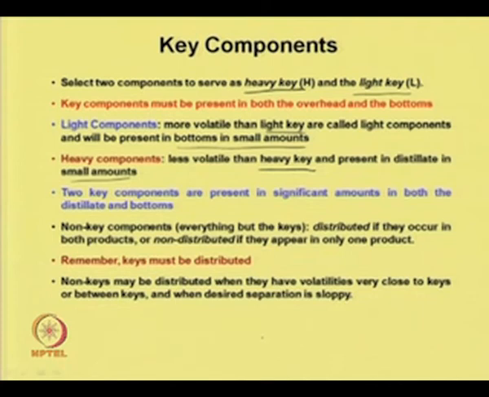Now, non-key components, everything but the keys, may be distributed if they occur in both products, or non-distributed if they appear in only one product. Remember, keys must be distributed, but non-keys may be distributed when they have volatilities very close to the keys or between the keys, or when the desired separation is very sloppy. So, the two key components are very important to select for distillation calculations for multi-component systems.